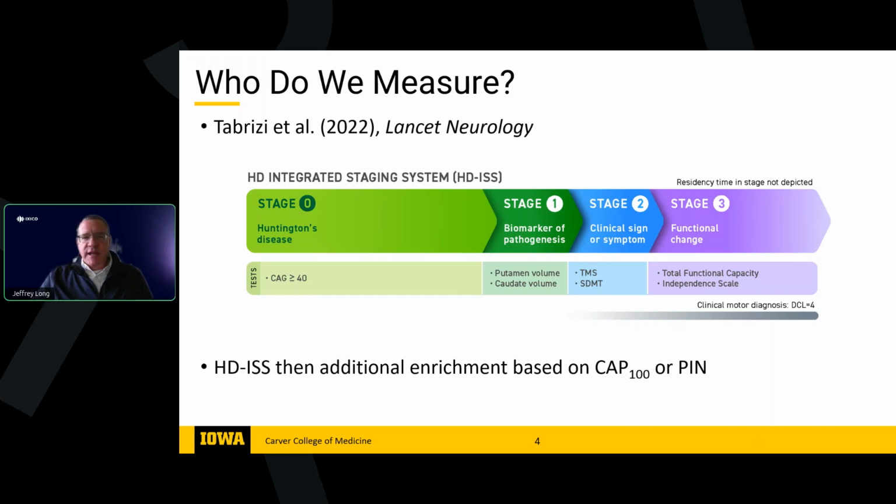After starting with the HD-ISS, then further enrichment can be performed using one of the prognostic indices in HD, which is either CAP100 or PIN.